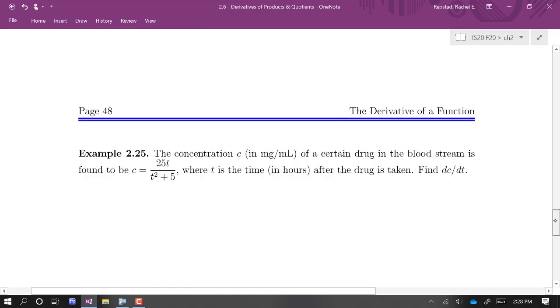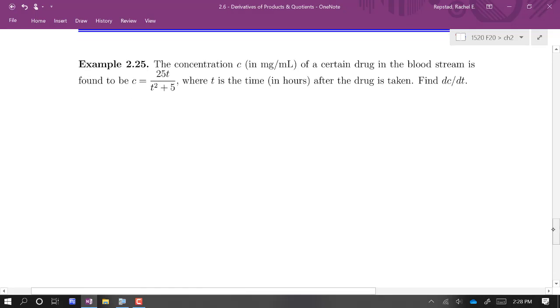All right, let's try an applied problem. In this next example, they tell us that the concentration, which is given in milligrams per milliliter, of a certain drug in the bloodstream is given by this function here. So we've got C equals 25t over t squared plus 5. Note that it's a fraction, and we have variables in both the top and the bottom. This is where t is the time in hours. So if we knew how many hours have elapsed, we could use that function to tell us what the concentration of the drug is in the bloodstream.